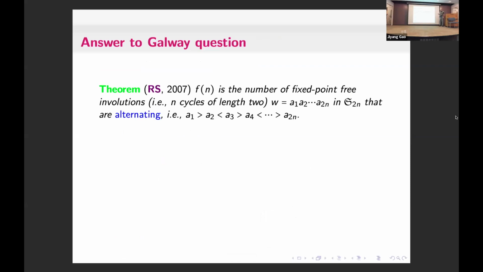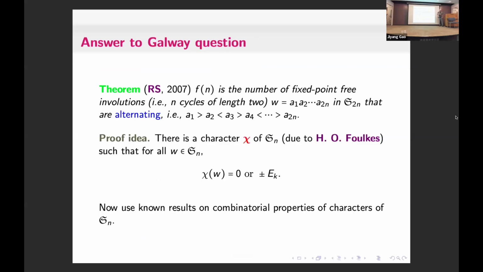So the only way I know how to prove this result is to go through the representation theory of the symmetric group. In particular, we use a character originally due to Foulkes, in some more general context. But there is some character of S_n, so that for all permutations w, the value of the character is either 0 or plus or minus some real number. And then you start using all these known results to connect the behavior of characters of S_n to properties of permutations. This result eventually works out. By the way, this character is just the skew character of a staircase shape.